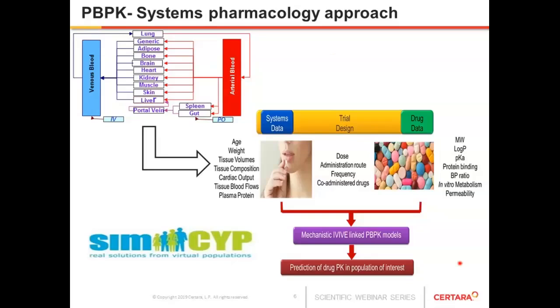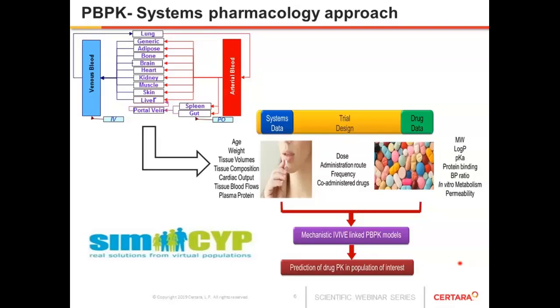The blood flow of the individual is dependent on some other physiological factors, such as the age of the individual, the weight, the tissue volume, the tissue composition, and things like that. All these different physiological data together make up the system data of that individual or of the population of interest. Now, SimCYP is a PBPK platform that incorporates these different physiological data. So if you want to do a simulation for a female, in this case because we're talking about oral contraceptives, it already has an inbuilt system to define the physiology of that female of interest, given all this physiological data.